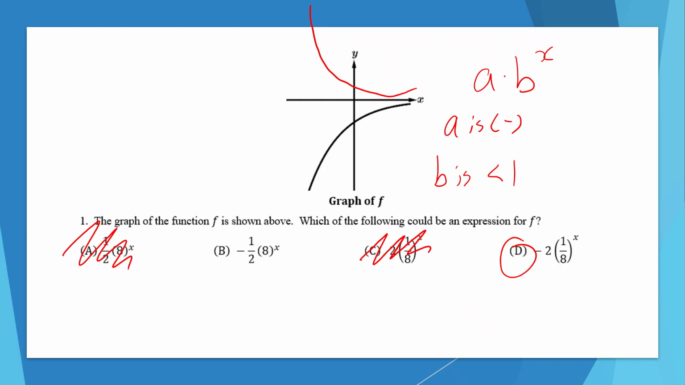If we think about graphing D to check our work, imagine a is positive, this is an exponential decay function. And then because a is negative, you reflect it. And that would give us the graph of f that we have above, that same graph there. So D should be the correct answer for number 1.